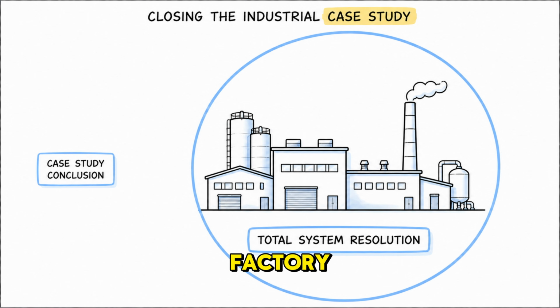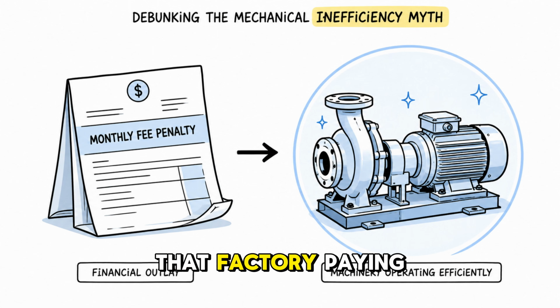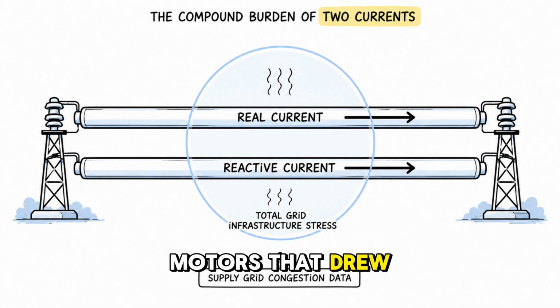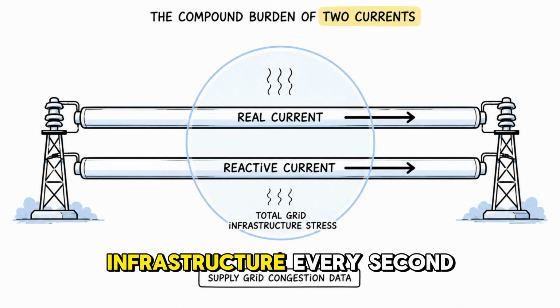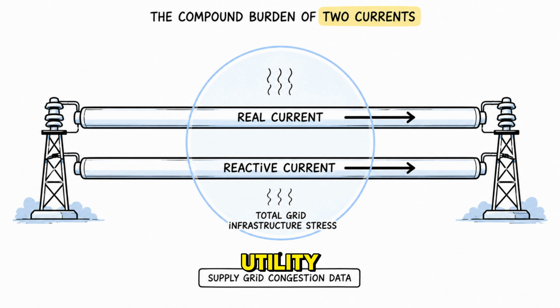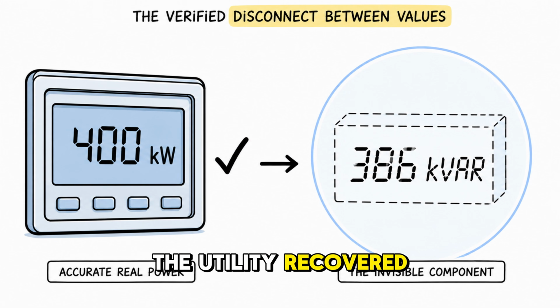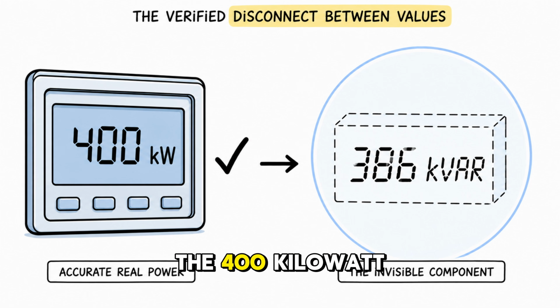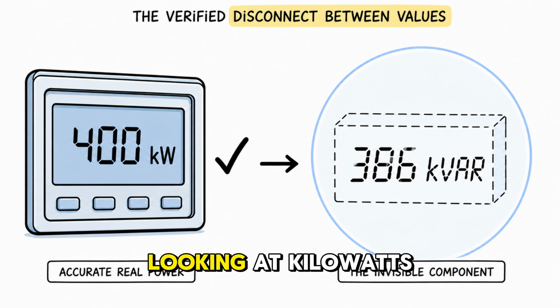Let us close by resolving the factory from the opening completely. That factory paying an $8,000 to $15,000 monthly penalty was not wasting electricity or running inefficient machines. It was running motors that drew reactive current alongside real current, and that reactive current flowed through the utility's infrastructure every second, occupying capacity, heating cables, and forcing the utility to build equipment sized for the total current, not just the useful portion. The utility recovered that cost through the penalty. The 400 kilowatt reading was accurate the whole time. The problem was the 386 kVAR of reactive power, invisible to anyone only looking at kilowatts.